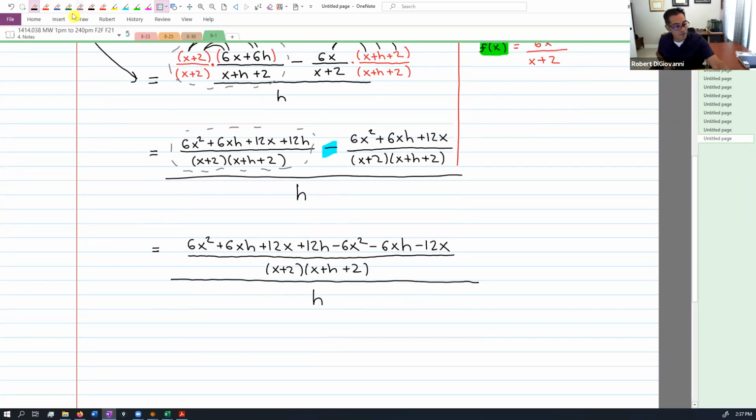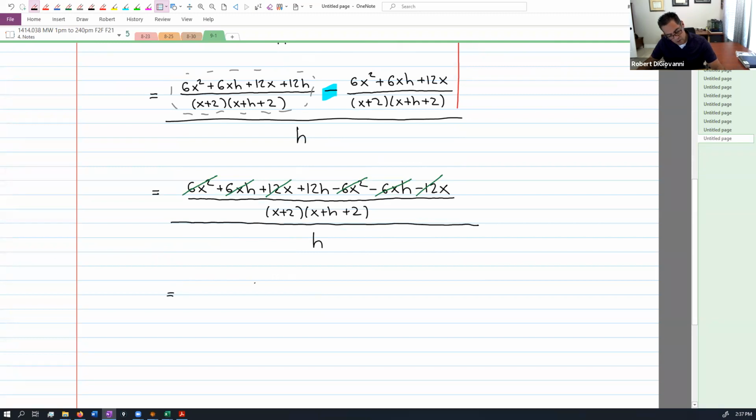And so now we can start canceling things out. We get some good stuff going on here. This 6x squared cancels out with that one. What else goes away? Positive 6xh. The 12x, okay, that goes away. Oh, I also heard 6xh goes away. It's a lot of stuff that went away, didn't it? All we're left with is 12h on top. It's the only thing I see. So we have 12h over the common denominator below that. But then all of that is on top of h.